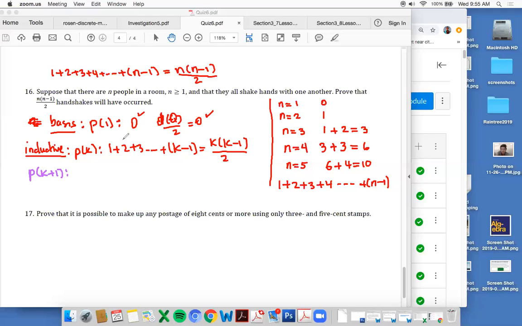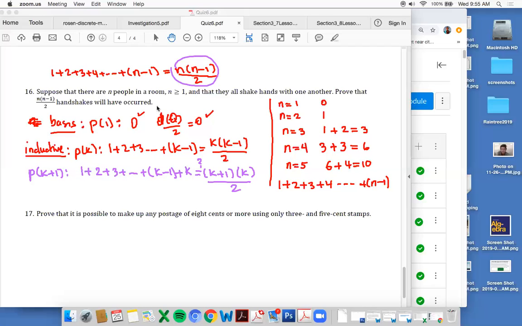On the left-hand side, I go 1, 2, 3, up to k minus 1, and then one more person is going to give k. And on this side, we're going to plug k plus 1 in here. So we have (k plus 1) times (k plus 1 minus 1), which is k, over 2. We don't know that this equality holds. We need to show that these are equal to each other. So we do that substitution thing.